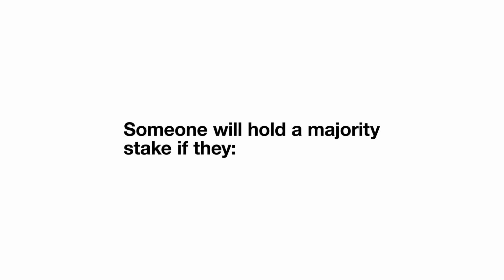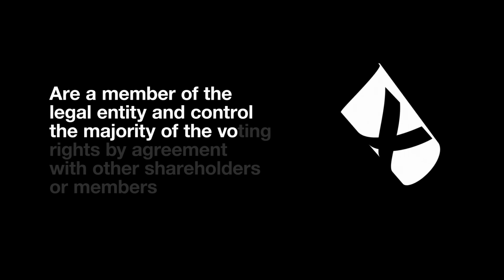in the legal entity. Someone will hold a majority stake if they hold a majority of the voting rights in the legal entity, so more than 50% of the voting rights, are a member of the legal entity and have the right to appoint or remove the majority of its board of directors, are a member of the legal entity and control the majority of the voting rights by agreement with other shareholders or members, or have the right to exercise or actually exercise dominant influence or control over the legal entity.